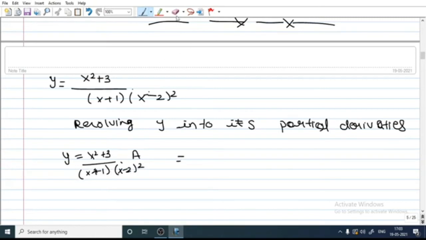Okay, so what we can do, let me erase this part, and then we can express it as A upon x plus 1, B upon x minus 2, and C upon x minus 2 the whole square.